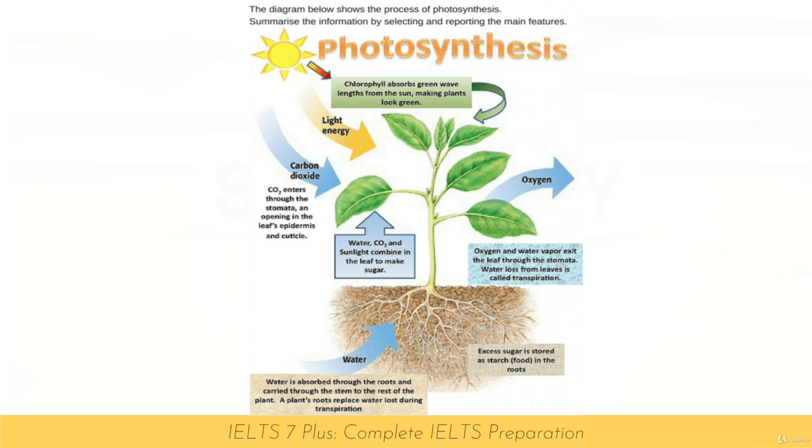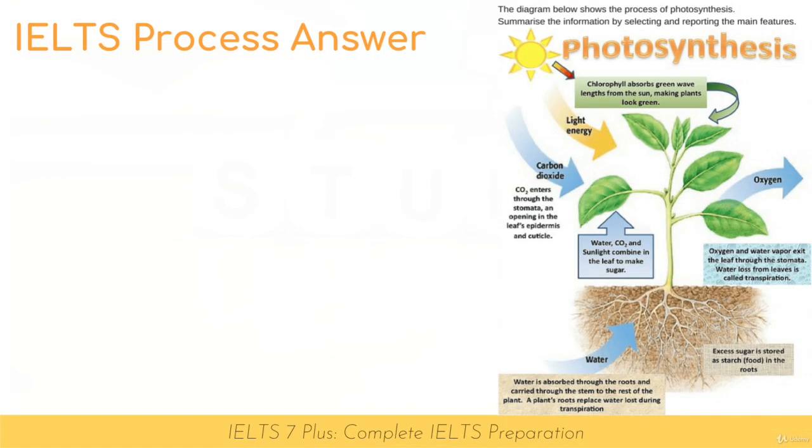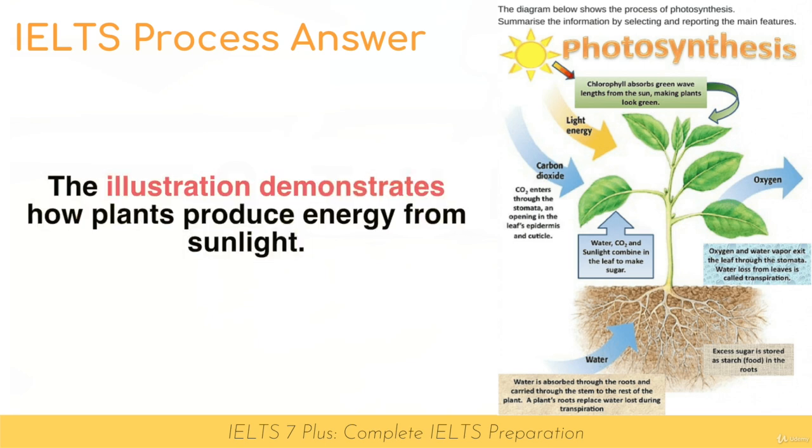And here's the question. The diagram below shows the process of photosynthesis. Summarize the information by selecting and reporting the main features. Here is my paraphrased introduction. The illustration demonstrates how plants produce energy from sunlight. The question uses the words diagram below shows. I've swapped that for illustration demonstrates.